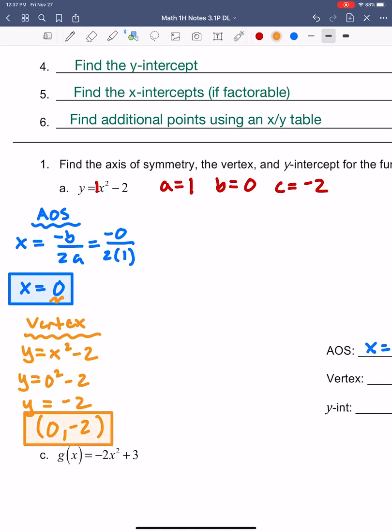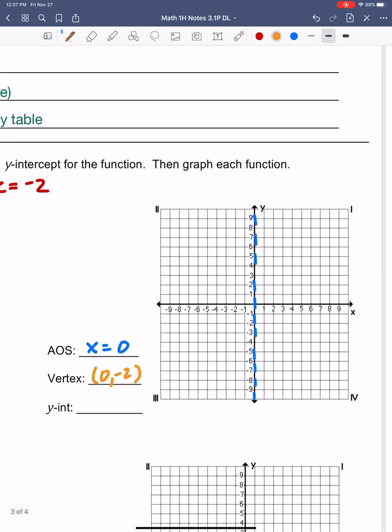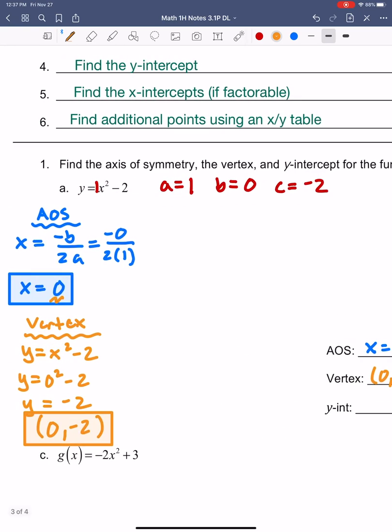One more time, that was the x coordinate that we already found from the axis of symmetry. I just plugged it into my original equation, and I found negative 2 as the second part, the y coordinate of my vertex. And so now I'm going to go ahead and plot that on the right. The vertex is at 0, negative 2. I'm going to go to that point, which is right here, and plot the vertex. Okay, so now we got the vertex.